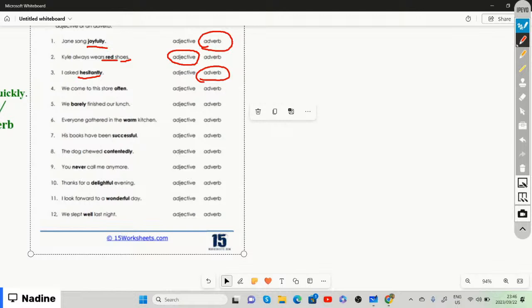We come to the store often. Just like asking yourself, how often do you come to the store? We are regular customers, right? So often tells us when, which is an adverb. And now one last one. We barely finished our lunch. Finished is a verb, right? So barely finished, it's an adverb.